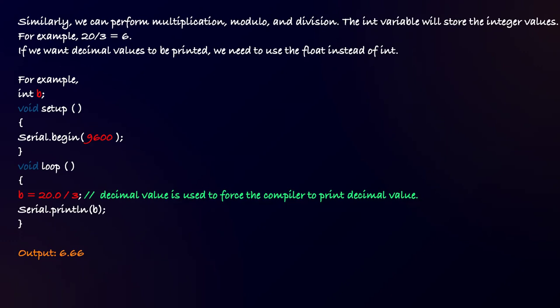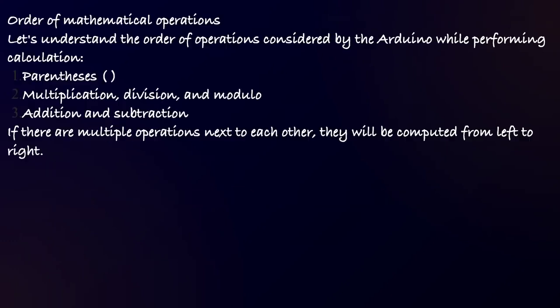Understood? Okay. If you had just written 20 divided by 3, it would only have printed 6, since we are using int. Because we are using 20.0, the output is given as 6.66. If you want to write only 20 divided by 3, then you must not use the int.